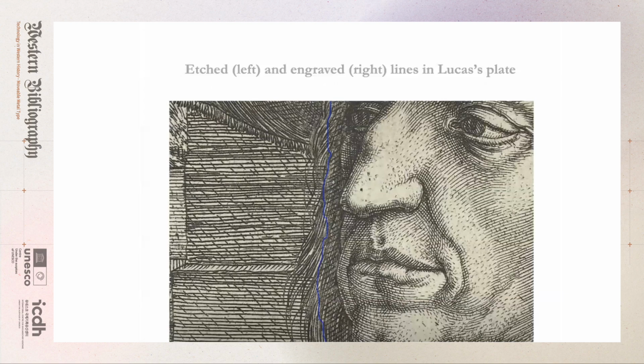This detail shows etched lines on the left of the blue divide. They can mainly be recognized because the lines are drawn irregularly and have blunt ends. The engraved lines on the right side are thinner, precisely cut, and have pointed ends.